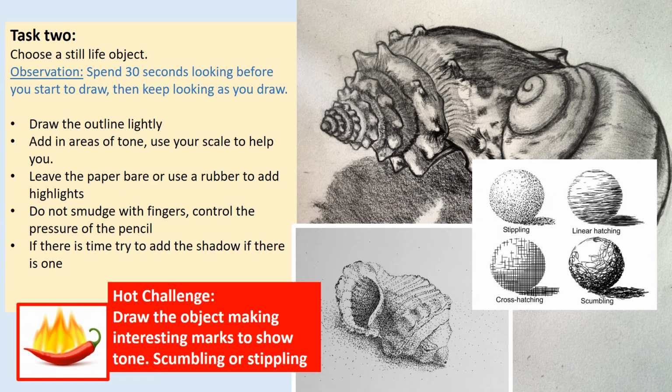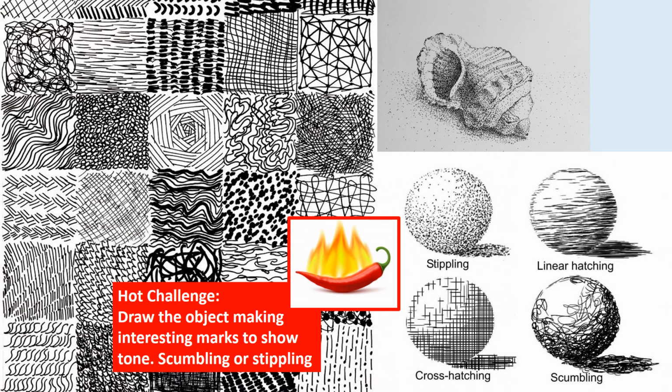Hot challenge. Draw the object making interesting marks to show tone, such as scumbling or stippling, which you can see on the right here. There is a broad range of different marks on display here for you to choose from.